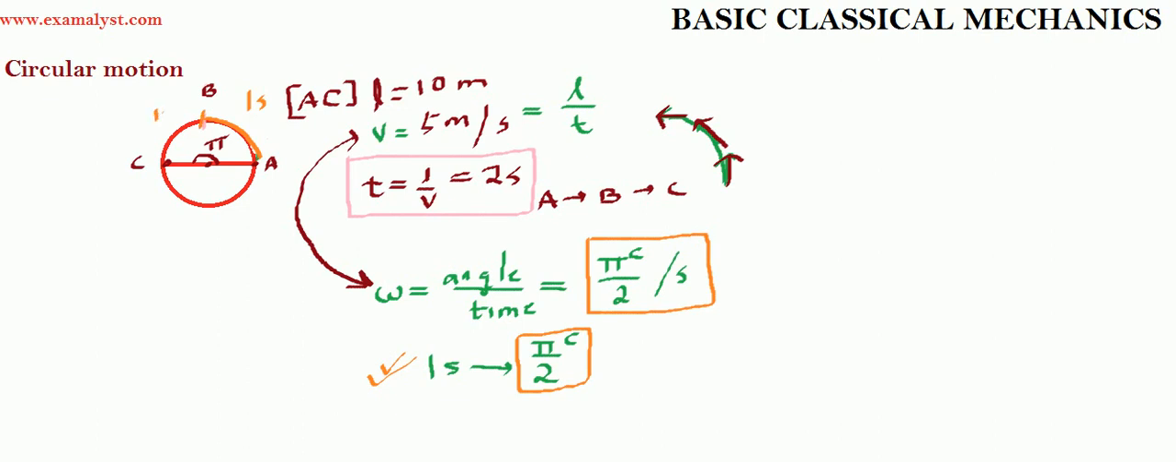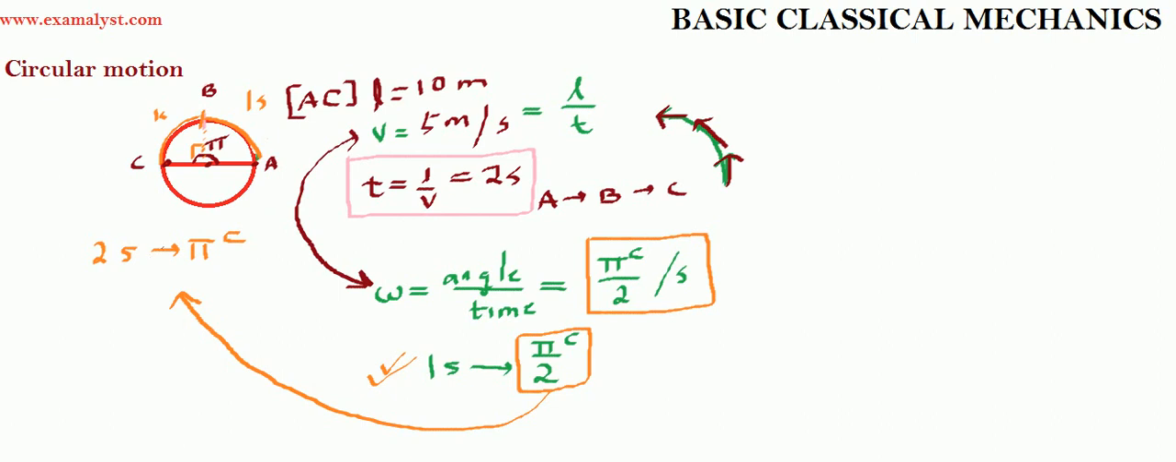In the next 1 second again it will cover a pi by 2 angle, so it will go from B to C. So you can see that if the object is moving at pi by 2 radian per second angular velocity, then in 2 seconds it covers pi radian. That means it goes from A to C in 2 seconds.